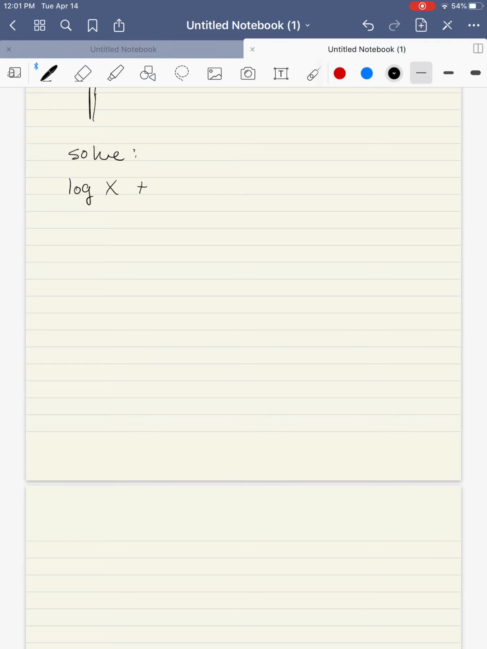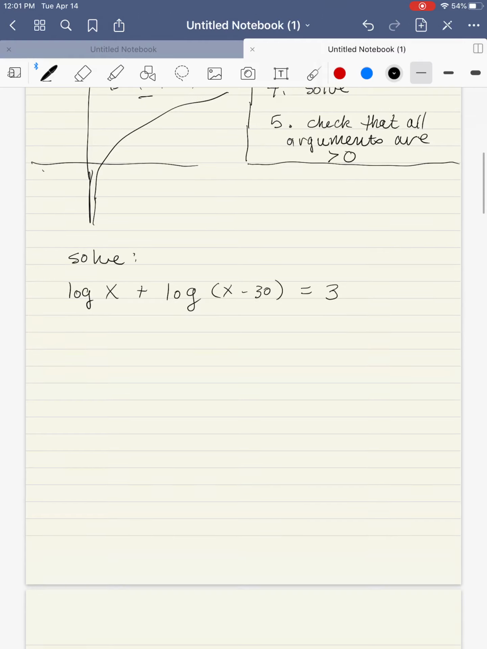Solve common logarithm of x plus common logarithm of x minus 30. And I know this is a common logarithm because there's no base. Anytime there's no base written, that's an understood base 10, which is the common logarithm.